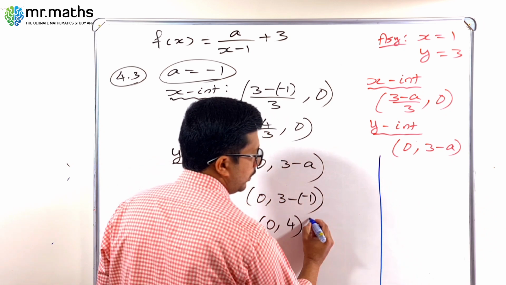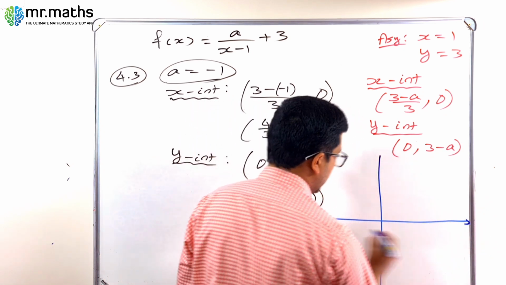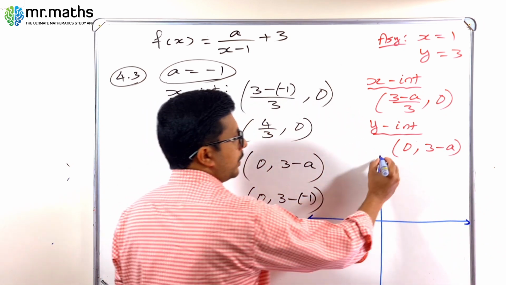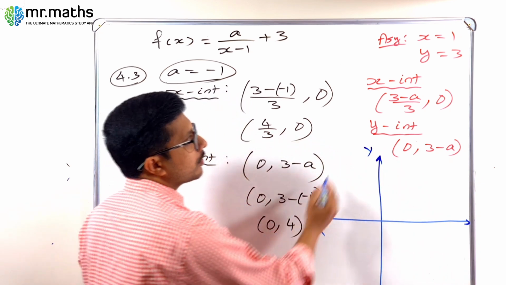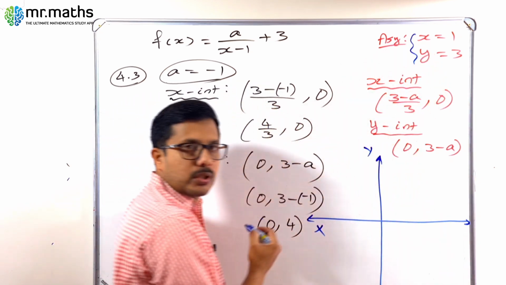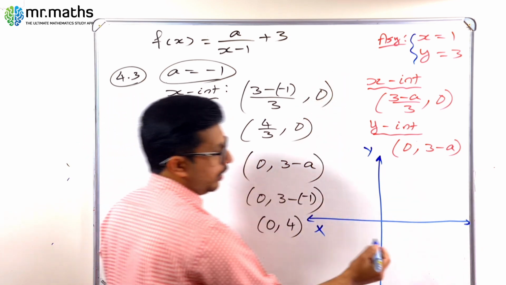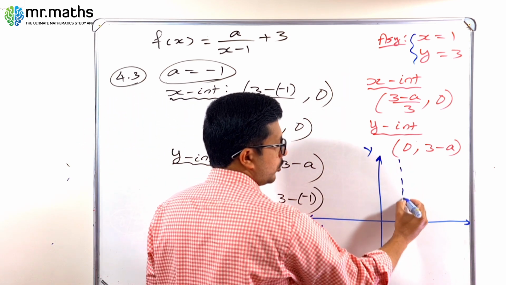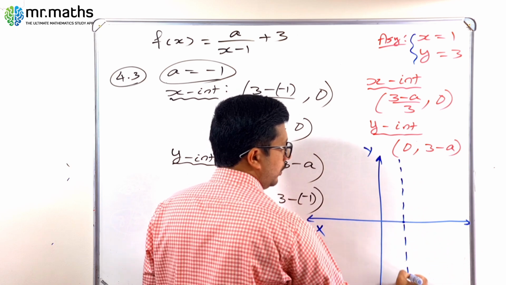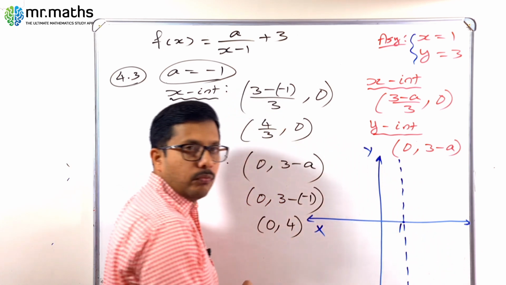Assume that this is the x and y axis, and this is the y axis, and this is the x axis. Okay. First we are supposed to draw the asymptotes. X is equal to 1. X is equal to 1 means somewhere here we are supposed to draw an asymptote with a dotted line. So this is asymptote 1.